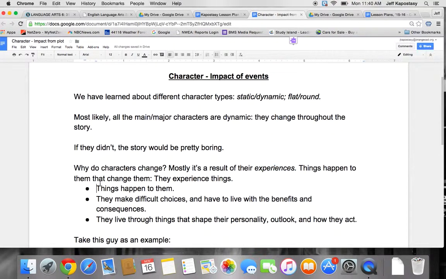So why do they change? Well, things happen to them in the story. That's number one. Number two, a lot of times characters are faced with a difficult choice. They have to make a choice. And then after they've made that decision, they have to live with the results of that, whether the consequences of that decision are good or bad. A lot of times it's both. And then they live through things that shape their personality, outlook, and how they act.